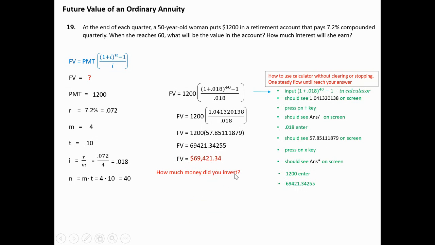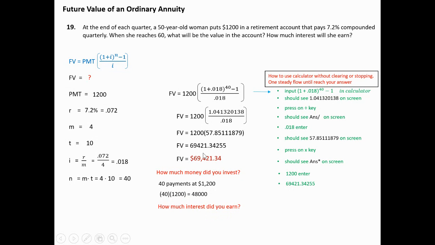So how much money did you invest? There were 40 payments at 1,200, right? So you multiply 40 times 1,200, which gives us 48,000. So really, it was 48,000 that you invested, because the 40 payments times the payment gives us 48,000.